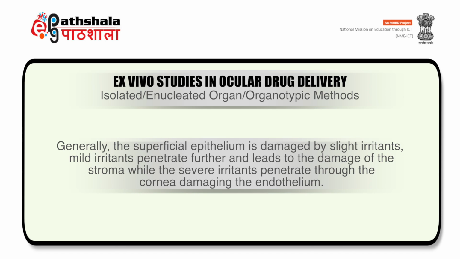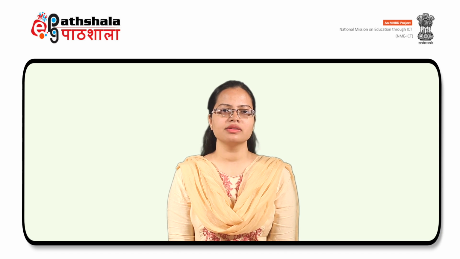Generally, the superficial epithelium is damaged by slight irritants. Mild irritants penetrate further and lead to damage of the stroma, while severe irritants penetrate through the cornea, damaging the endothelium. Ocular organotypic models or enucleated eye tests were first carried out using isolated rabbit eyes from animals used for other research purposes or those sacrificed commercially as a food source.